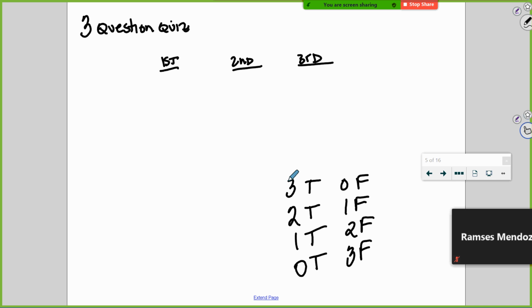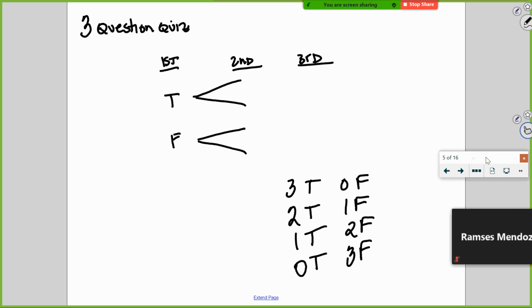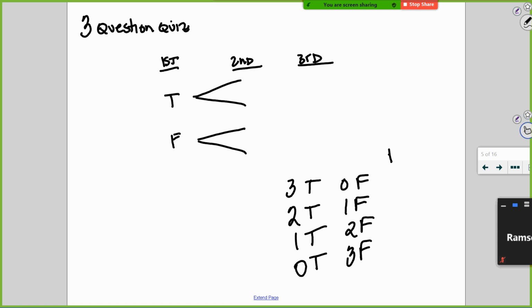So what I want you guys to do is build a tree just like what we just did, for 3 questions. Then I want you to find the probability of each case based upon the sample space that you get. Right? So I want you to find the probability.